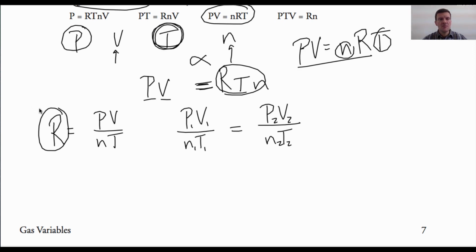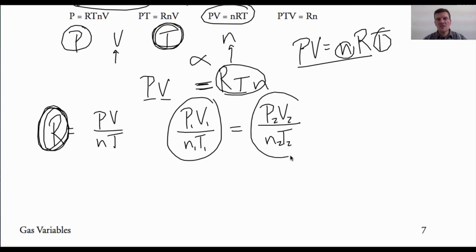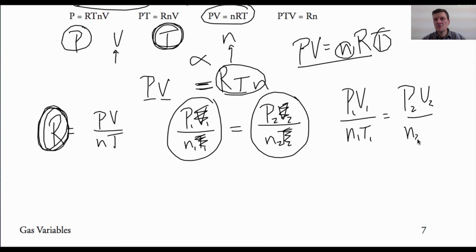These have to be equal because they're equal to the same constant. So all you do is you plug in the ones that you know from the first condition, and you plug in the ones that you know for the second condition. If any of these variables don't change, you can just cancel them out of this proportion. For example, if you've got a situation where they say volume is constant, just cross it out. You don't need it in the equation. Or if they say temperature is constant, okay, I don't need it. And now it's just P1 over n1 equals P2 over n2. And I can just solve for whatever one is missing. Okay? So this proportion right here, P1V1 over n1T1 equals P2V2 over n2T2.